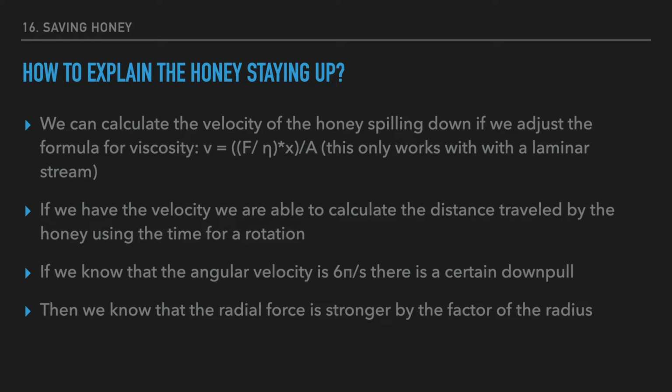Explain the honey staying up. We could, of course, calculate the velocity of the honey spilling down if we adjust the formula of the viscosity, but this would only work in a laminar stream, which we actually don't have here. And if we had the velocity, we would also be able to calculate the distance traveled by the honey using the time for a rotation, knowing the angular velocity is 6 pi per second, and there is a certain downpull. Then we also know that the radial force is stronger by the factor of the radius, but I will come to that later.